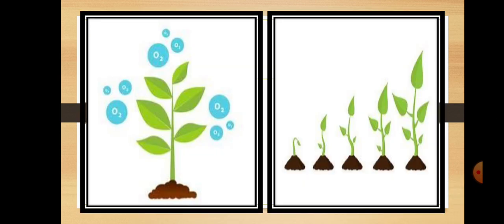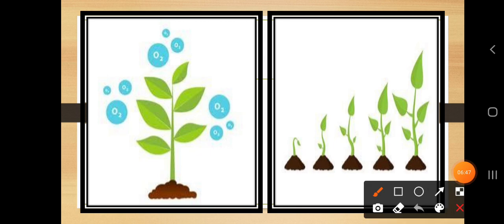Now the question we have is, how are we going to get oxygen? From the plants we get oxygen. As you know how your mother prepares food, similarly the plants prepare their food in the form of glucose, or you can say they perform the process of photosynthesis.